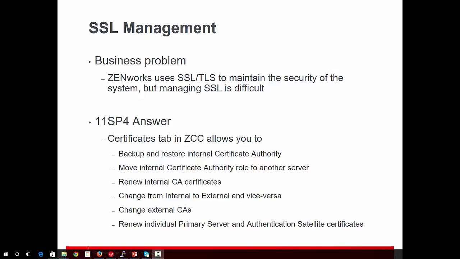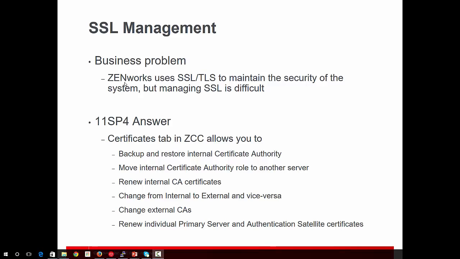So here I have a ZENworks 11 SP4 zone, and you can see up here that currently I'm using an internal certificate authority. Because I'm using an internal certificate authority, I've got a couple things I can do. I can back up the CA. If I back up the CA, it's going to ask me for a passphrase so that when it saves the file, that file is encrypted. I can restore the CA, in which case I'll need to pick the CA backup file that I created from the backup CA. I'll need to specify which server in the zone needs to become the certificate authority, and I'll need to specify the passphrase that I entered when I backed up.